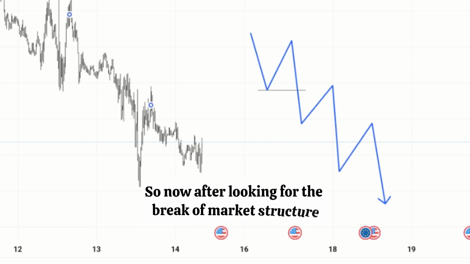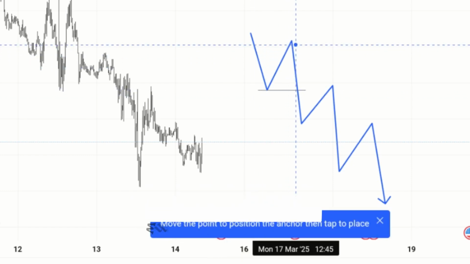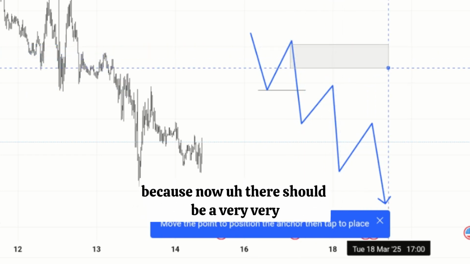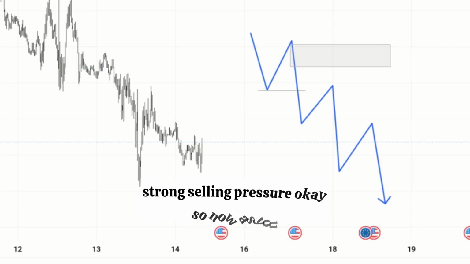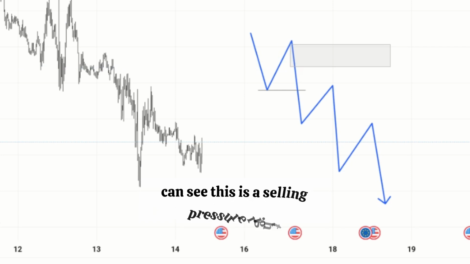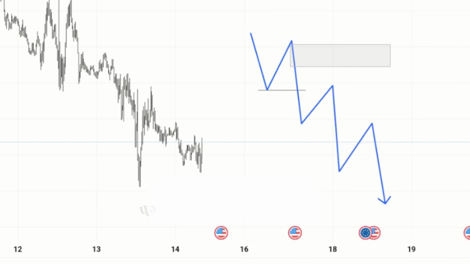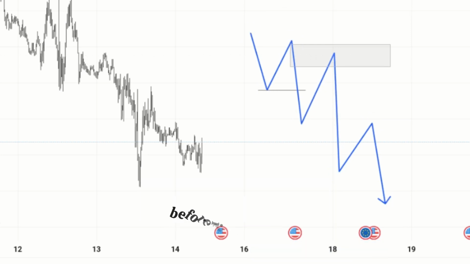After looking for the break of market structure, we shall find what we call a supply zone above here, because there should be a very strong selling pressure. As you can see, this is a selling pressure right here leading to a drop. The market always comes to the supply zone before it drops again and again.